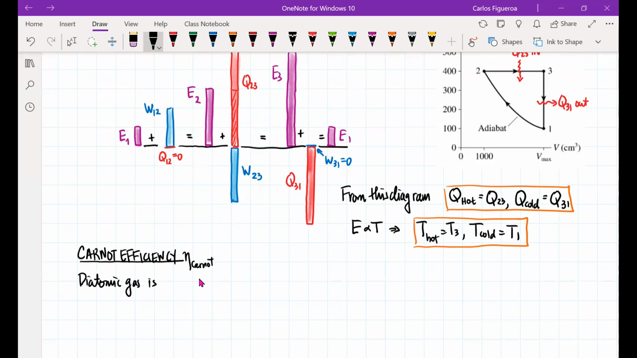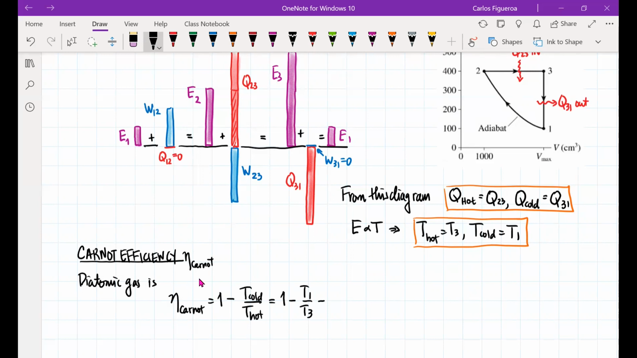For the Carnot, it's going to be 1 minus the temperature of the cold divided by the hot temperature, which in this case is going to be 1 minus T1 over T3. Now, note, we don't have any temperatures.